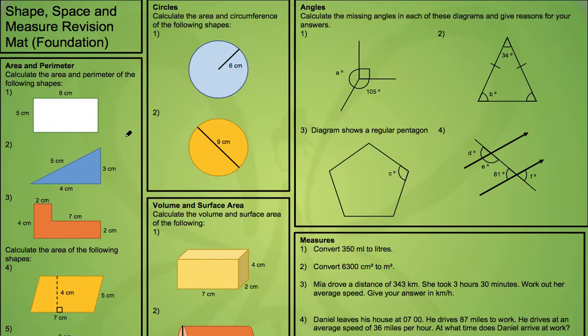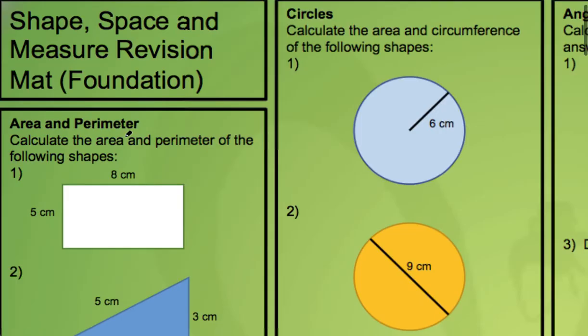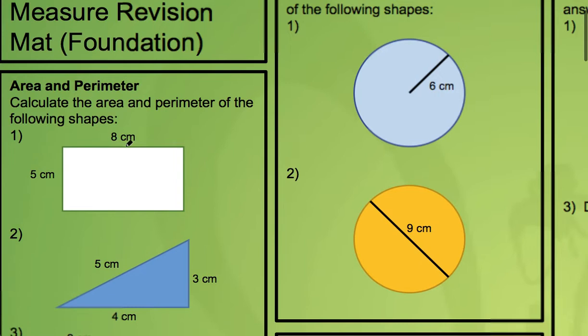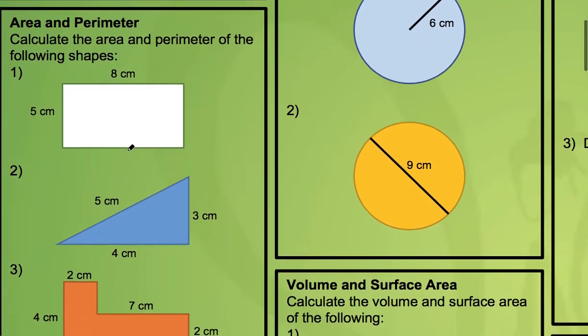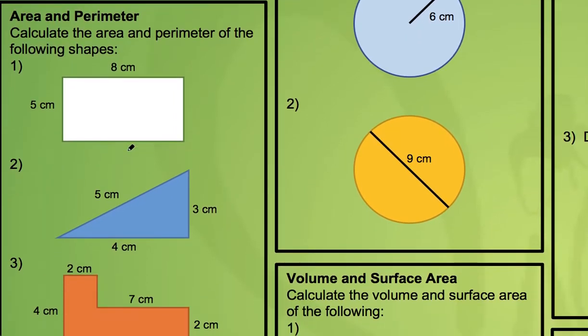So I'm going to work through these area and perimeter problems first. Calculate the area and perimeter of the following shapes. So area of a rectangle is just length times width, 5 times 8, giving me 40 centimeters squared.